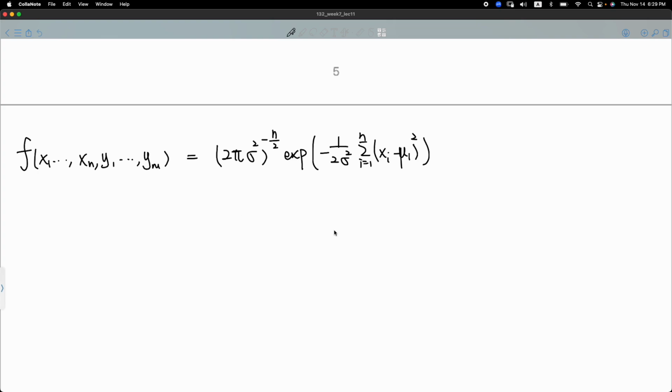This is for the x part, and the y part is 2 pi sigma square to the negative m over 2, times the exponential of negative 1 over 2 sigma square, summation from 1 to m of yi minus mu2 square. Okay, so this is the joint density for x1 to xn and y1 to ym. The reason is that when you're collecting data for your biological experiments, all those trials or samples, or let's say patients, are independent. That's why you can construct this joint density function, because they are IID.